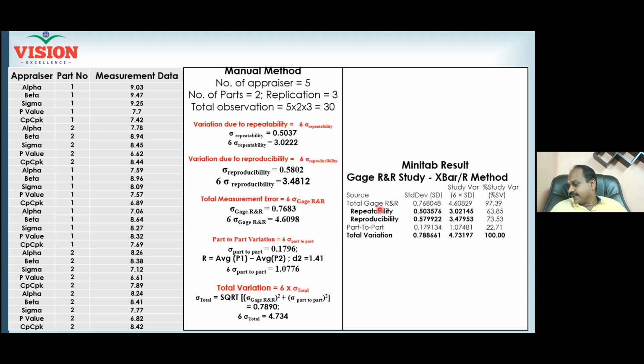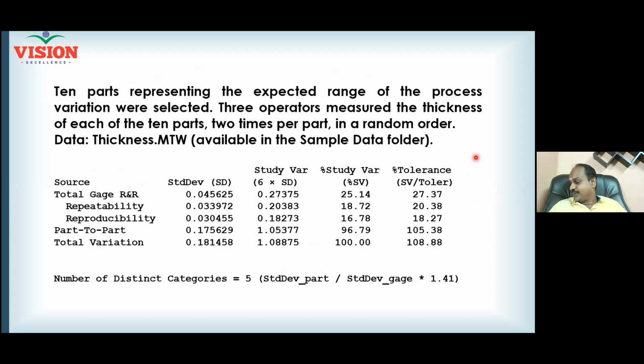And now the gauge R&R is reflected here. How much is the gauge R&R? 97%. That means it is more than 30%. The measurement system is unacceptable. Even in the same software, the measurement error is unacceptable. And this is another report which says the error is 27%. 27% falls in the category of 10 to 30%, conditionally acceptable.